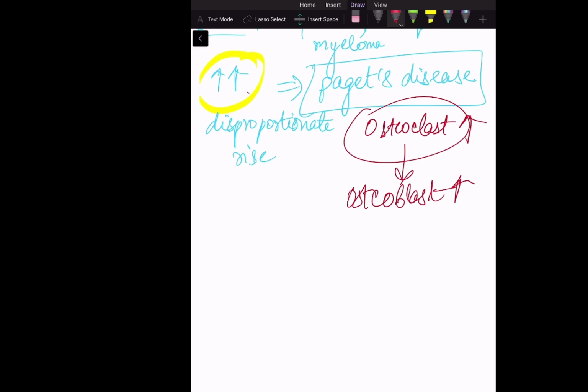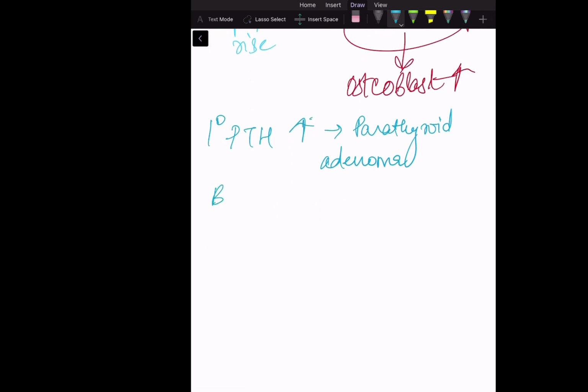Then we come to primary hyperparathyroidism. What happens in this? It is parathyroid adenoma. In this, bone reabsorption, as I told you, increases calcium levels, that will cause hypercalcemia.